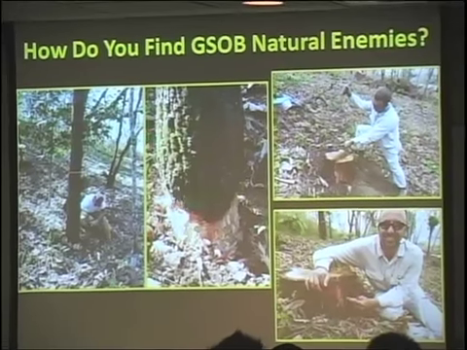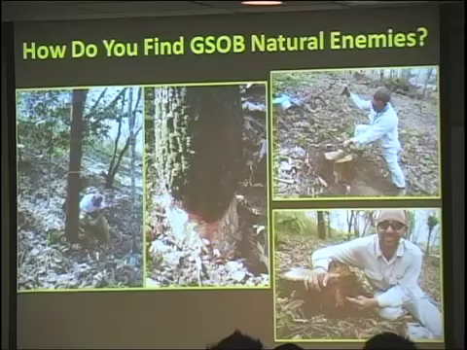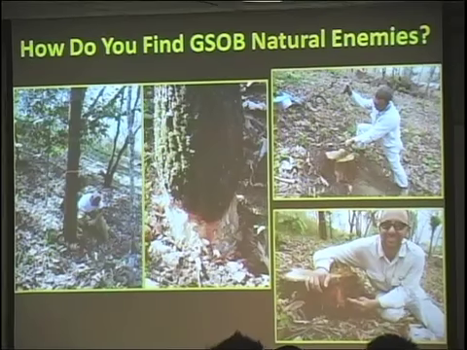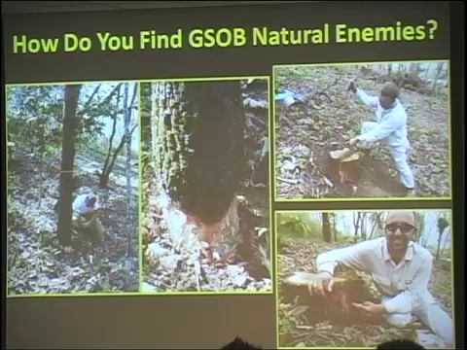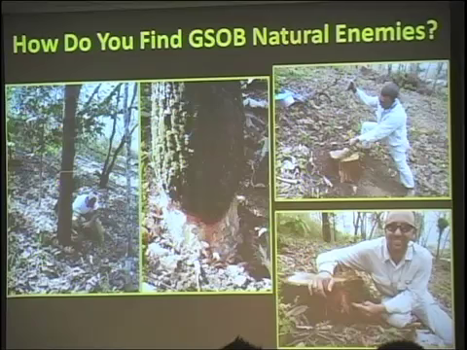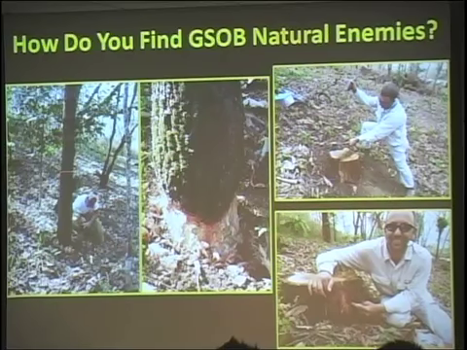We ring bark or girdle trees to stress them out. And the beetles go, oh, this is great. Dying oak tree, we're going to attack that in large numbers. And when they do that, the natural enemies follow them. And we know that if we go back to those exact trees, because we girdled them, we know exactly where they are, we have the GPS coordinates, we can come back next year and start shaving away the bark, looking for the natural enemies that are attacking the larvae of the gold-spotted oak borer. That's what I'm showing you here.